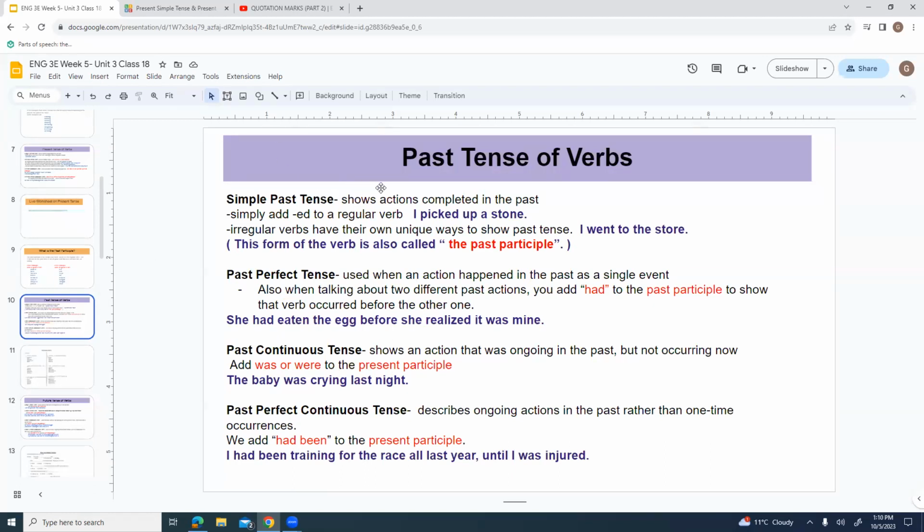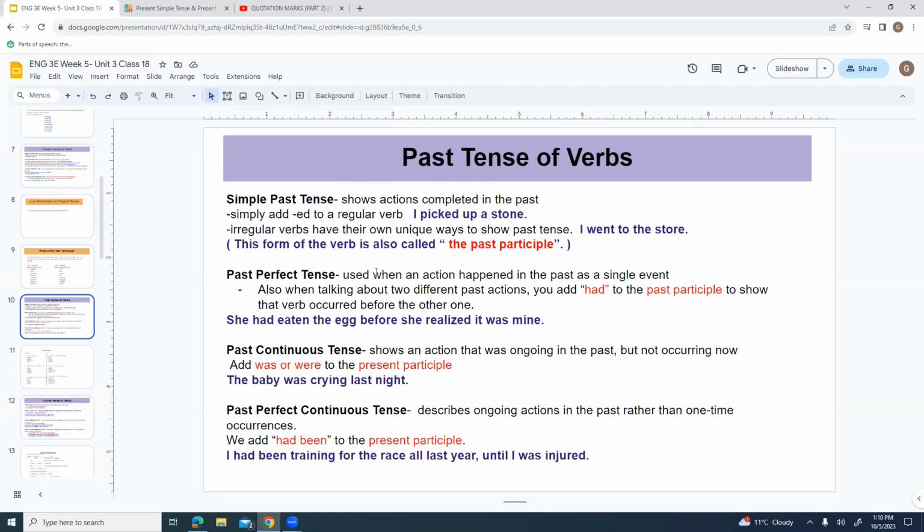So the simple past tense just shows actions that are completed in the past, and you simply add the ed to a regular verb. This is the part we call the past participle. We use it again later on. Irregular verbs also can have different ways to show past tense. It's not always ed. And again, this happens in part because we borrow so many of our words from other languages.